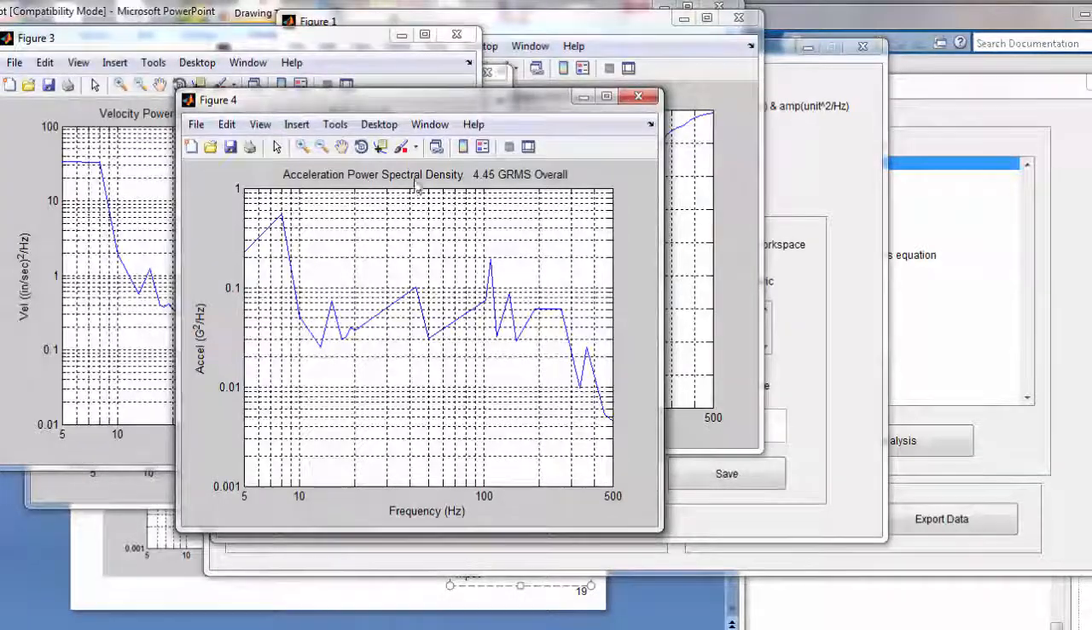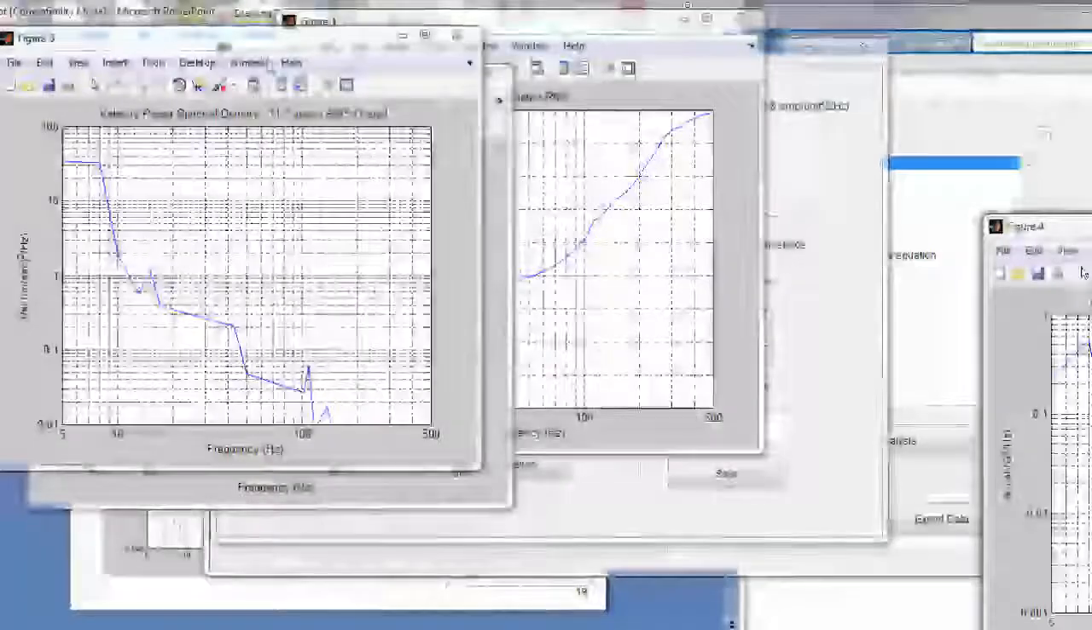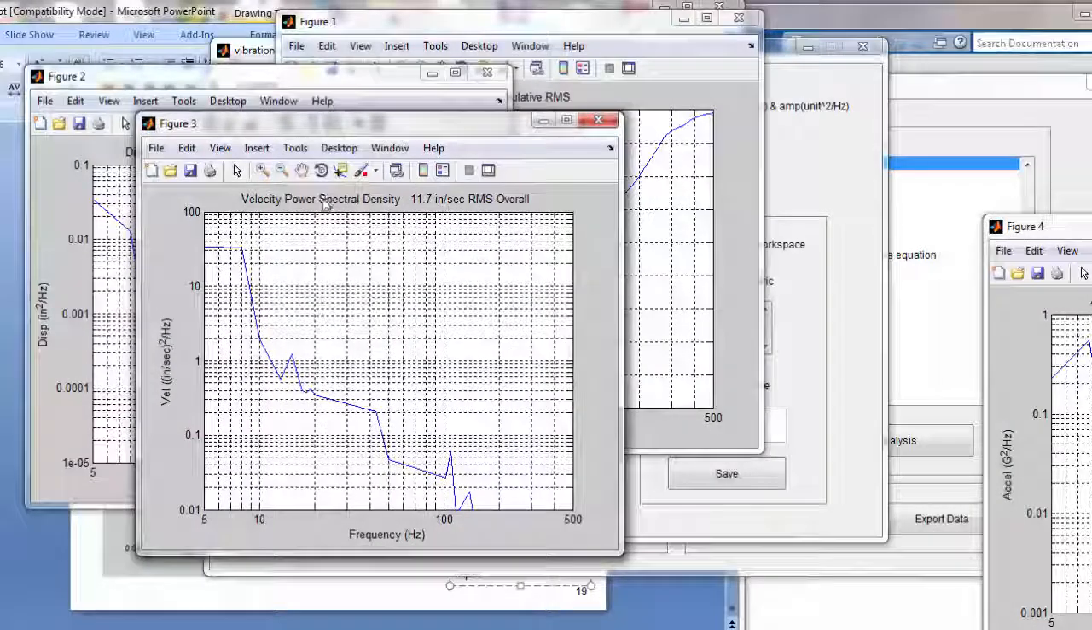Okay, figure 4, you've seen this before. This is the acceleration power spectral density, g squared per hertz versus frequency in hertz. Take the square root of the area under the curve, that's 4.45 GRMS overall. Here's our corresponding velocity, inches per second squared per hertz versus frequency in hertz, with its overall level. So you can see this is emphasizing the lower frequencies more and kind of tapering off the high frequency effects.